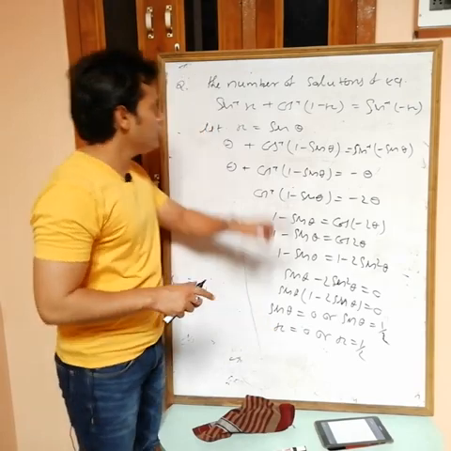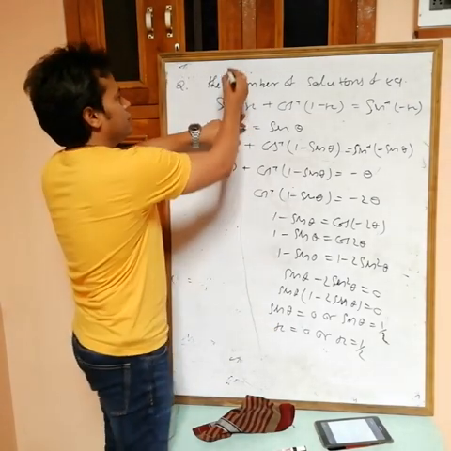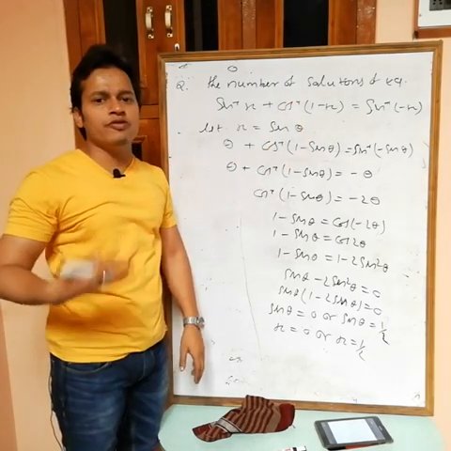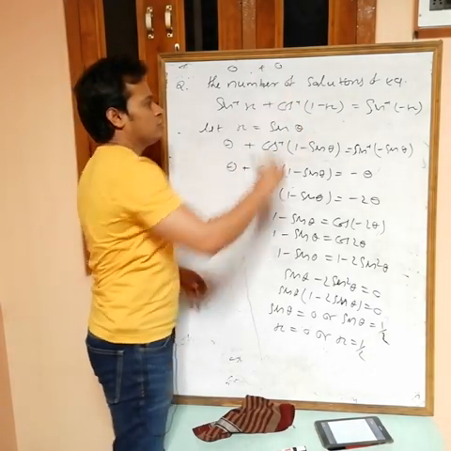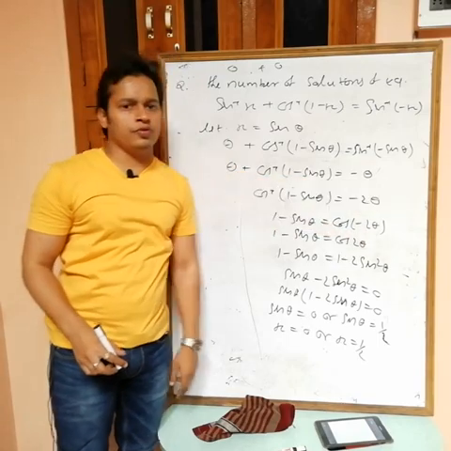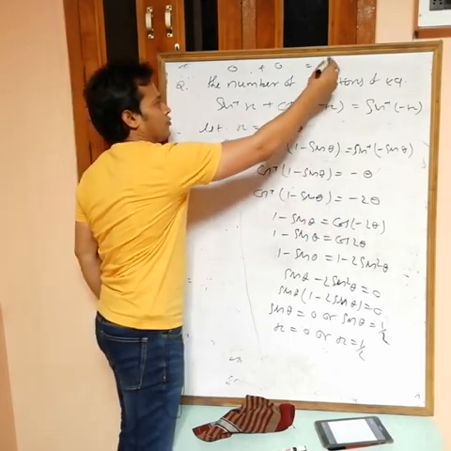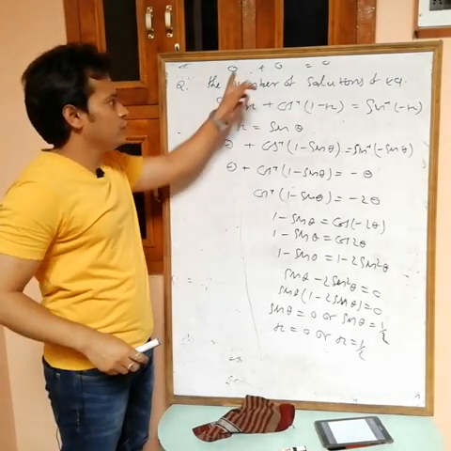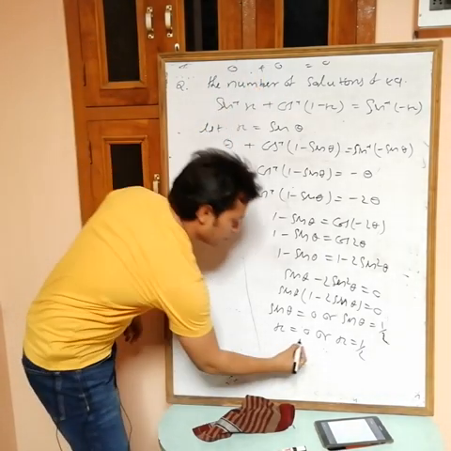See, if I put 0, then sin inverse 0 is 0. Cos inverse of 1 minus 0, that is cos inverse 1, is 0. And sin inverse 0 is also equal to 0. It means this one is satisfying. 0 equals 0, so 0 is satisfying.